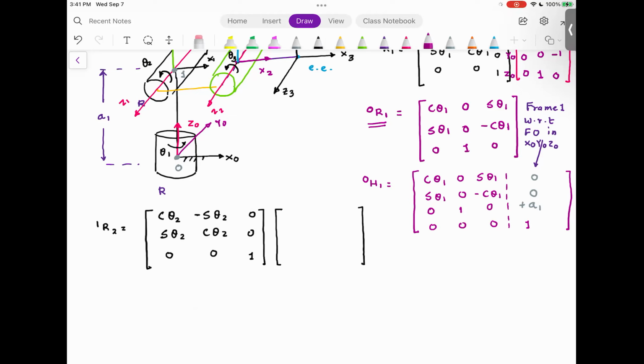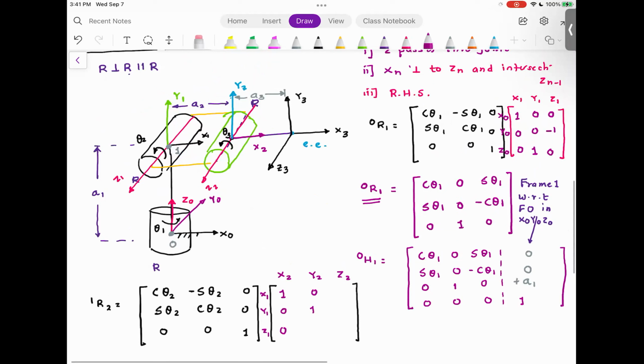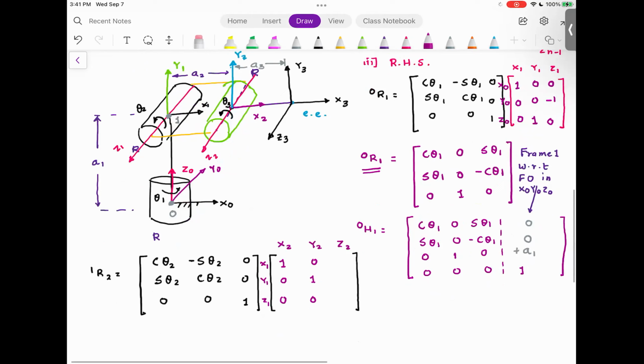And the projection matrix is going to be here: x2, y2, z2, against x1, y1, z1. So x2 is in the same direction as x1. Can you see x2 is in the same direction as x1? y2 is in the same direction as y1. And z2 is in the same direction as z1. Are you with me so far?